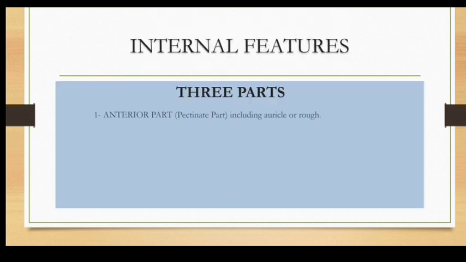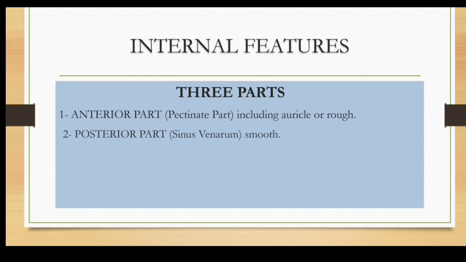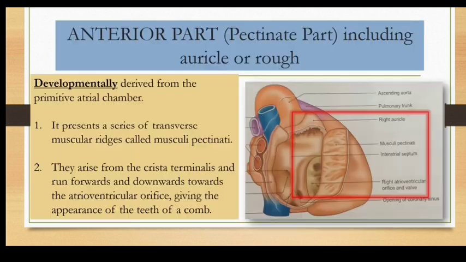It is divided into three parts. First one is known as the anterior part, the pectinate part. It is rough due to the presence of muscular ridges. Second is the posterior part, which is smooth and known as sinus venarum. And third is the interatrial part, which separates both atria, right and left, right?